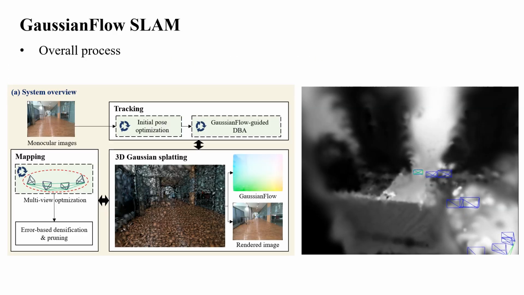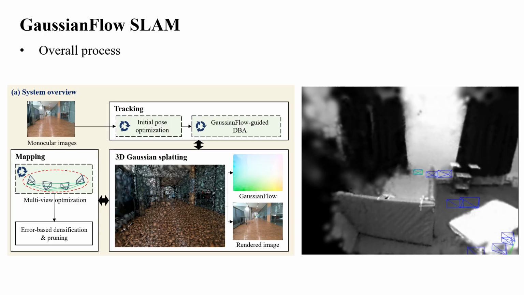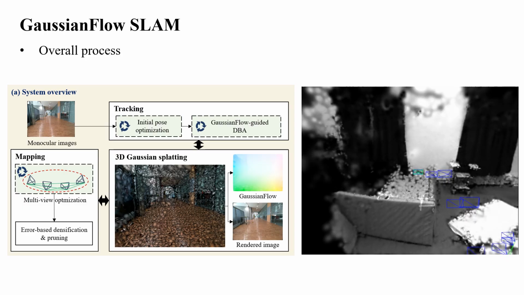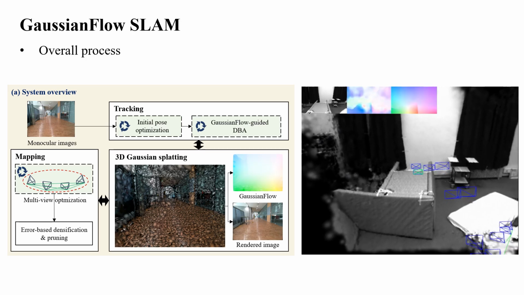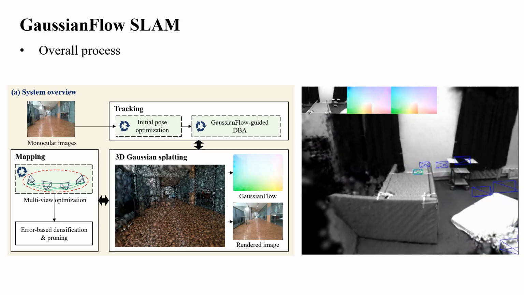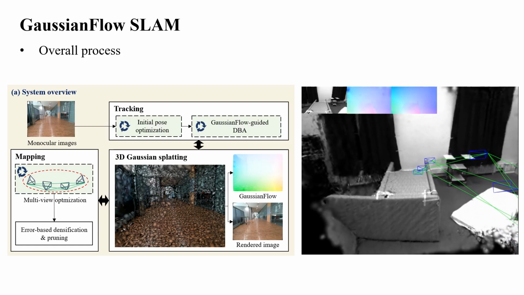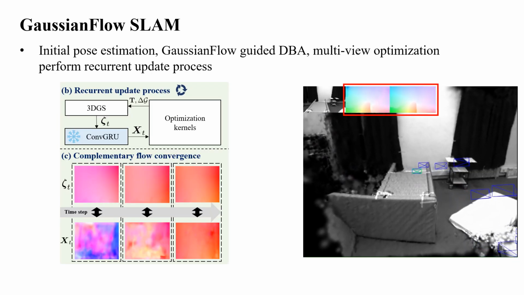This figure illustrates the overall process of our method. As shown in the video, the process begins with initial mapping, where the inaccurate geometry of the initial 3DGS is gradually corrected. When a new monocular image is received, the initial pose is estimated by minimizing the loss between optical flow and Gaussian flow. Then, Gaussian flow-guided DBA and mapping are performed alternately in an iterative manner to optimize geometry and poses. Here, these three core modules perform a recurrent update process.